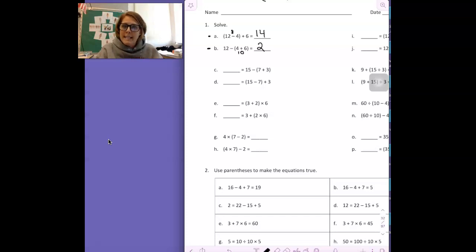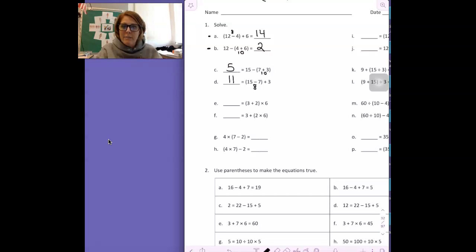Let's take a look at letter C and D. Same thing. 15, 7, and 3, same operations. The parentheses are in different places. So we have 15 minus, if we simplify 7 plus 3, that's a 10. So 15 minus 10 equals 5. Down in letter D, we're doing 15 minus 7 first, which is 8, plus 3 equals 11.